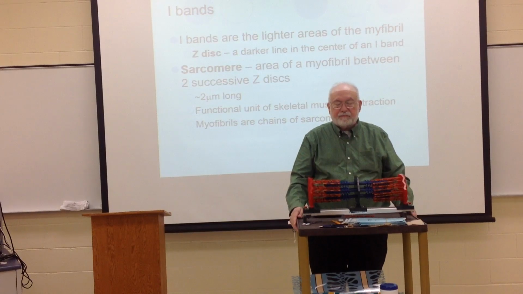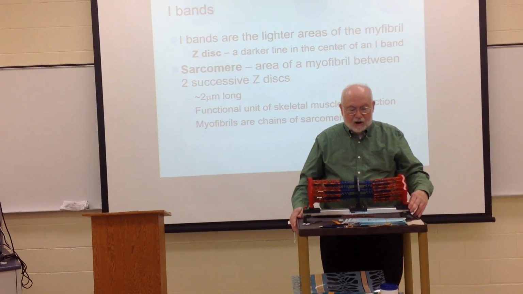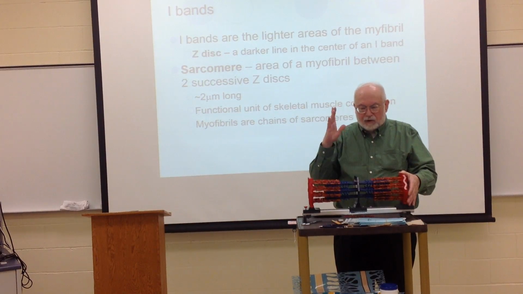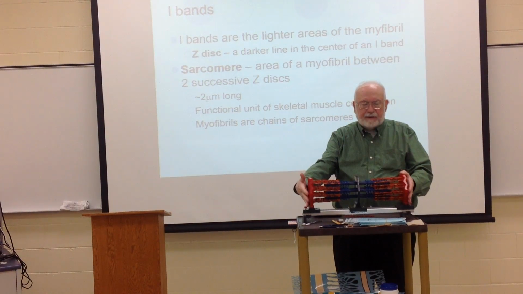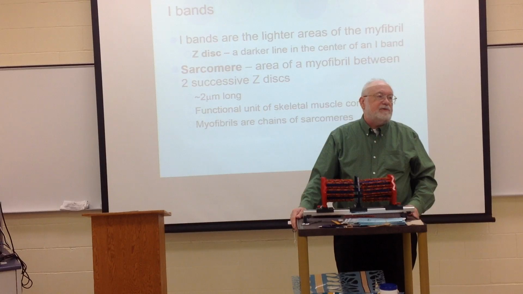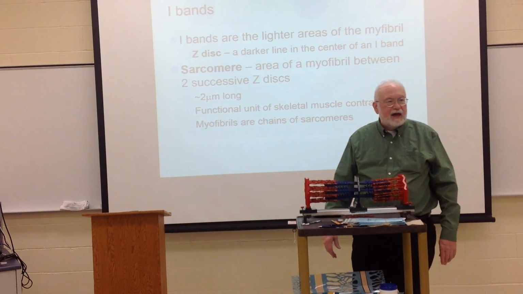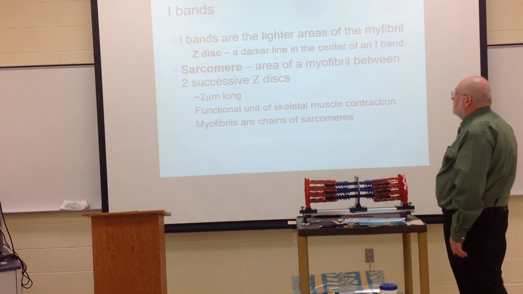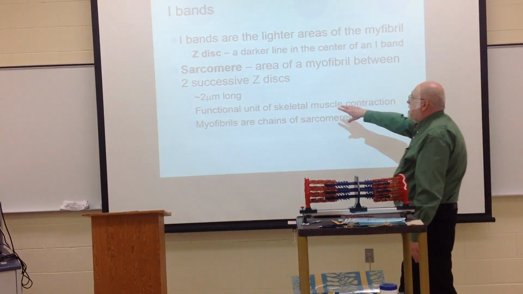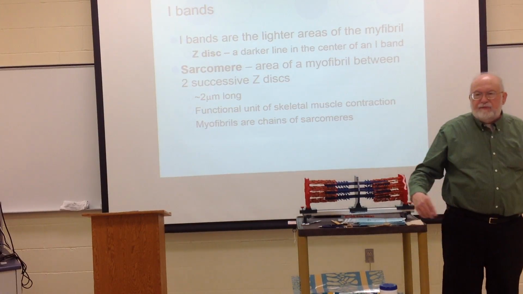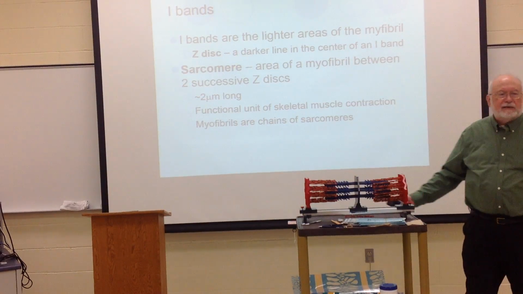All right, now, here we have the sarcomere, and of course, when this contracts, what's going to happen? Those Z lines are going to get closer together, like that. And when it relaxes, they're going to separate like so. All right, so there we go. Sarcomeres are maybe about 2 micrometers long, and as we've already said, they're the functional unit of muscle contraction.